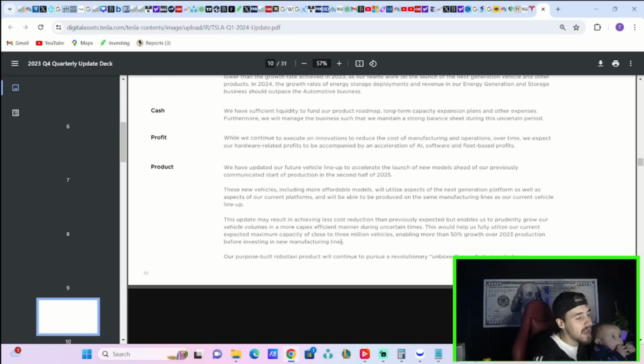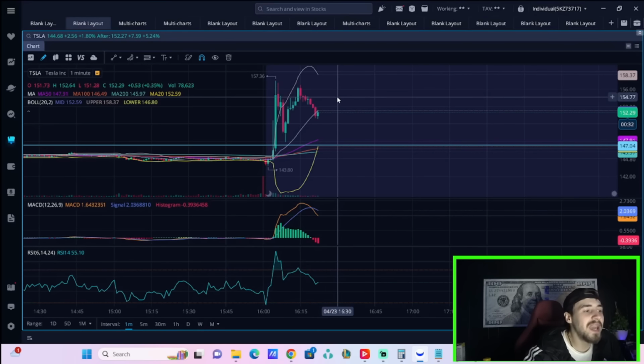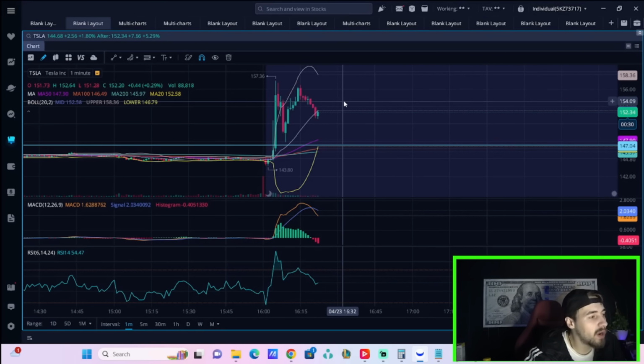Now, they do go on to say that the current production lines will be able to handle the next generation vehicle platform. They'll just tweak them a little bit. And that's also great because, again, that's maybe less capex, at least initially, and could get the Model 2 out faster to customers. So those are your main points to point out so far.